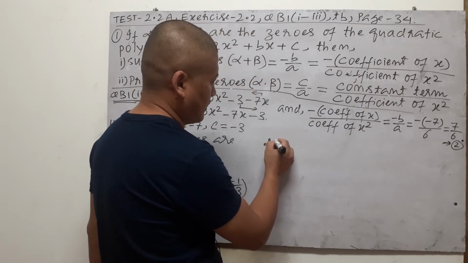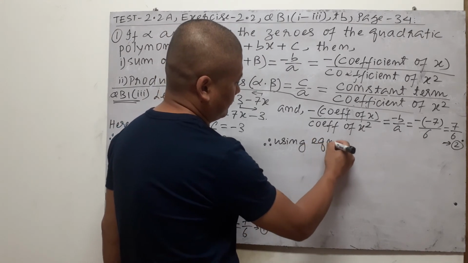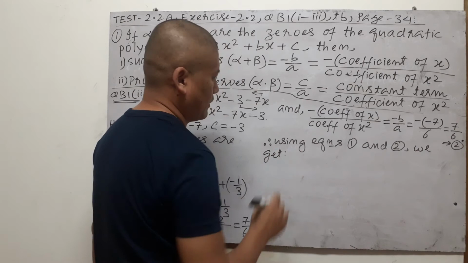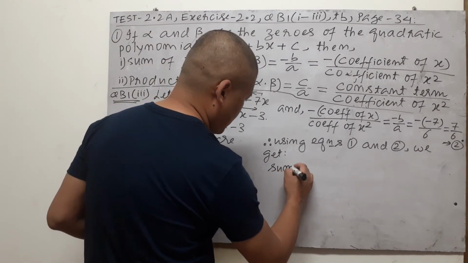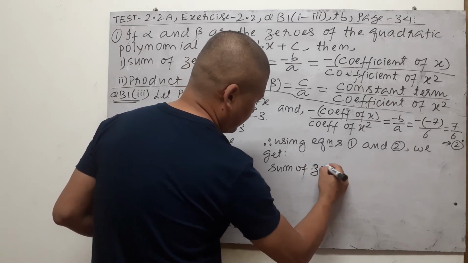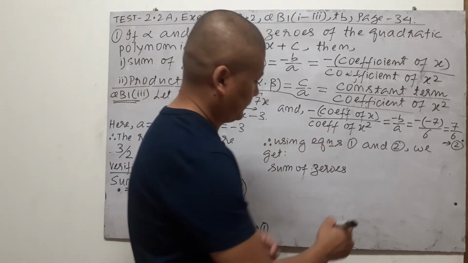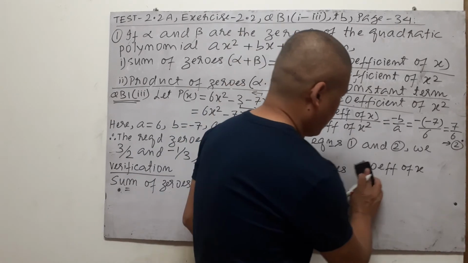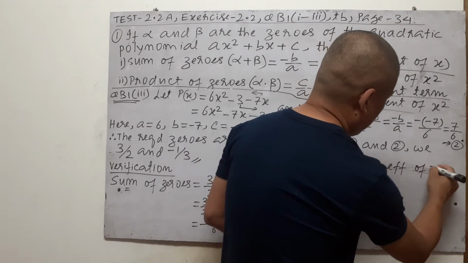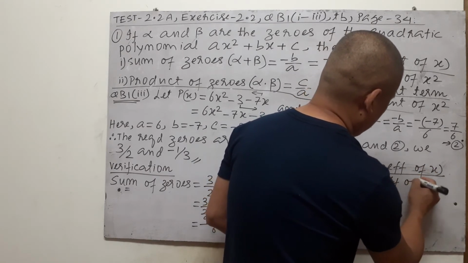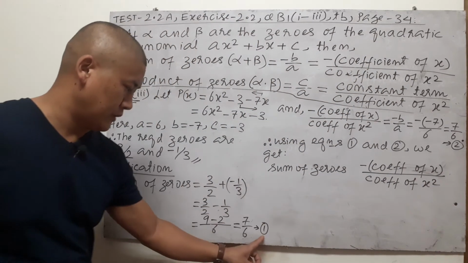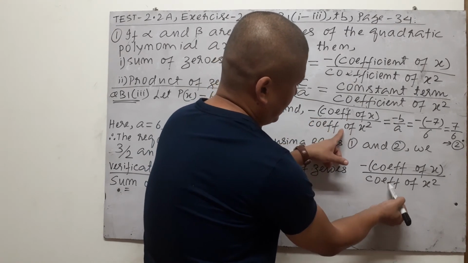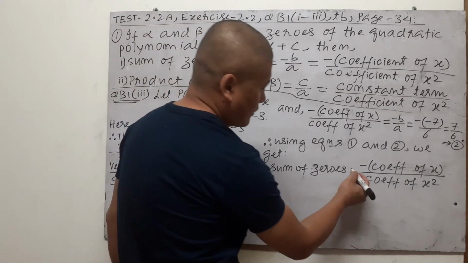So we can clearly see, using equations 1 and 2, we get sum of zeros equals minus coefficient of x by coefficient of x square. Now let us look here. Sum of zeros in equation 1 is plus 7 by 6, and in equation 2, minus coefficient of x by coefficient of x square is also plus 7 by 6. So these two are equal.